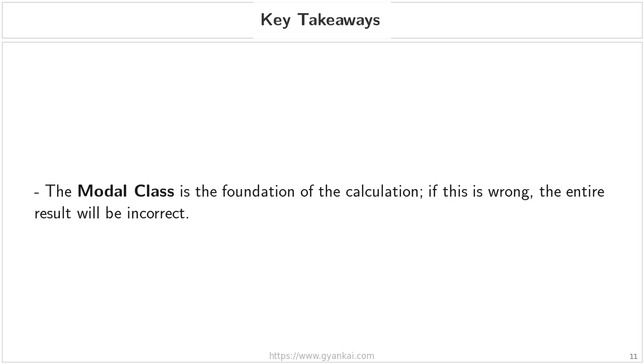Key takeaways. First and foremost, remember that identifying the modal class is the foundation of your entire calculation. As we saw in our step-by-step example with the student heights, if you misidentify which class has the highest frequency, every subsequent step, from extracting your variables to the final arithmetic, will be incorrect. Always double-check that frequency column first.